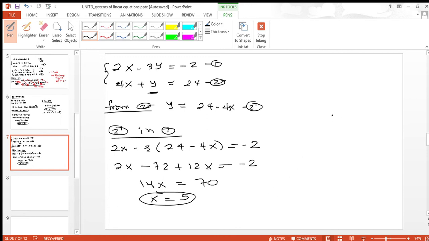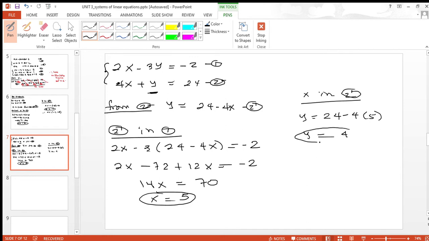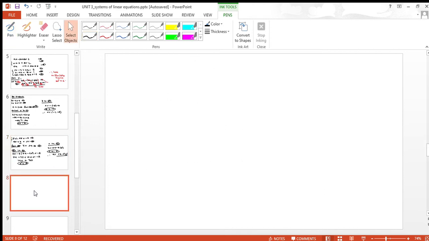Now that we have x equals 5, we can substitute x in 2 prime. And substituting x in 2 prime, we get y equals 24 minus 4 times 5. Therefore, y will be 24 minus 20. y is equal to 4. Therefore, our solution set is the ordered pair (5, 4). So we have already checked earlier that this is a correct solution set.